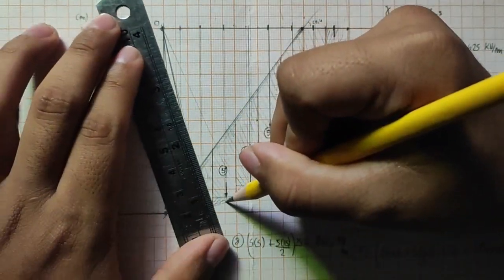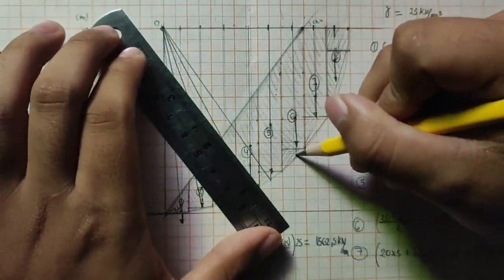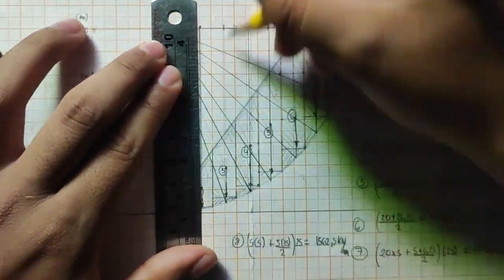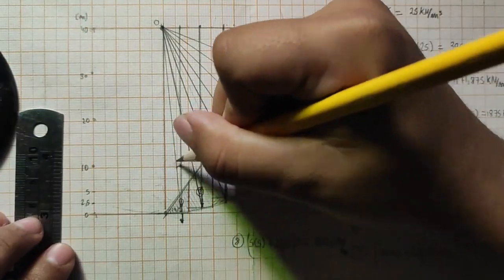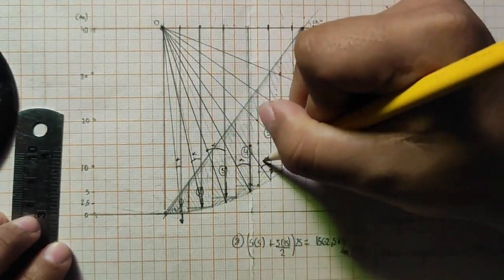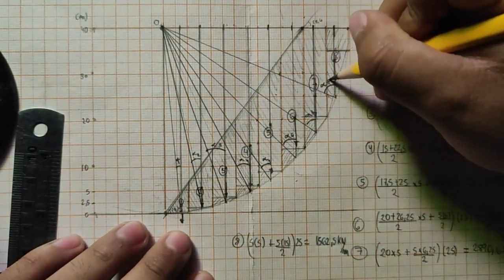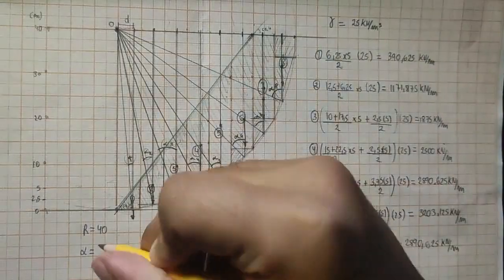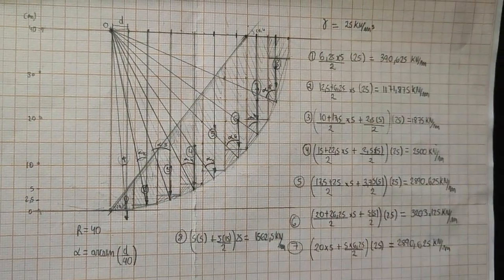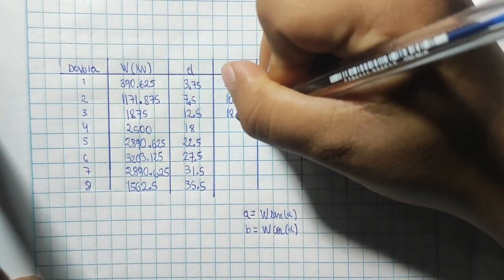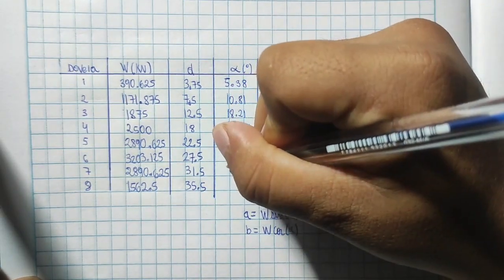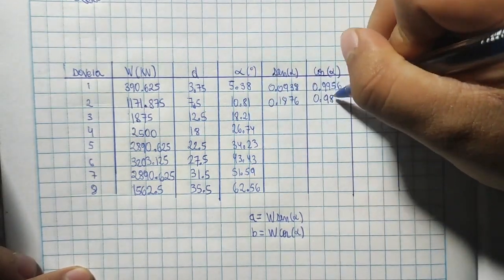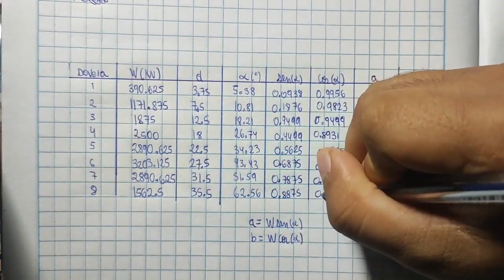This angle can be measured directly with a protractor or estimated using the following formula, which is alpha equal to arc sine of D over R, where D is the perpendicular distance from the center to the weight's line of action, and R is the radius, which in our case is 40 meters. All calculated values are compiled into a table, including weight, angle alpha, cosine and sine of alpha, and other intermediate terms using the formula.